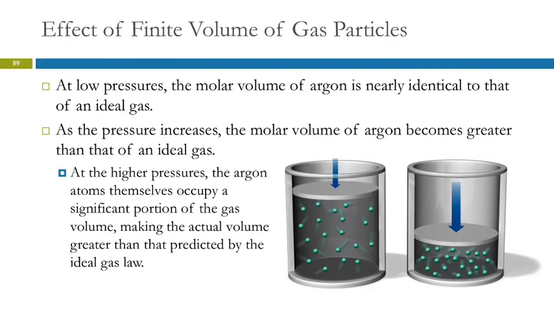So let's look at low pressure. Under low pressure, the molar volume of argon is nearly identical to that of an ideal gas, but if we increase the pressure, we're squeezing those molecules, those atoms, closer and closer together. The molar volume now becomes greater than predicted by the ideal gas law. And what happens here is that as the volume of the gas gets smaller and smaller, the volume of the individual atoms begins to become more important.